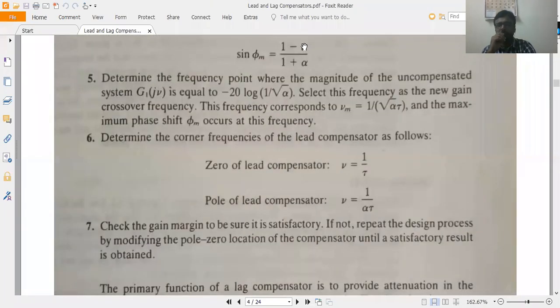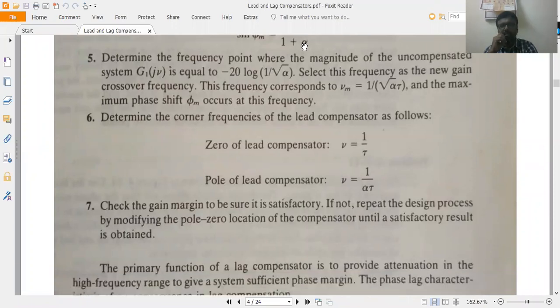Okay, so based upon this design approach, there are so many problems. Some of the problems will be discussed in the next class, and the remaining problems will be given, with the solutions, as material. After the completion of the problems, the total syllabus of digital control systems has been completed.